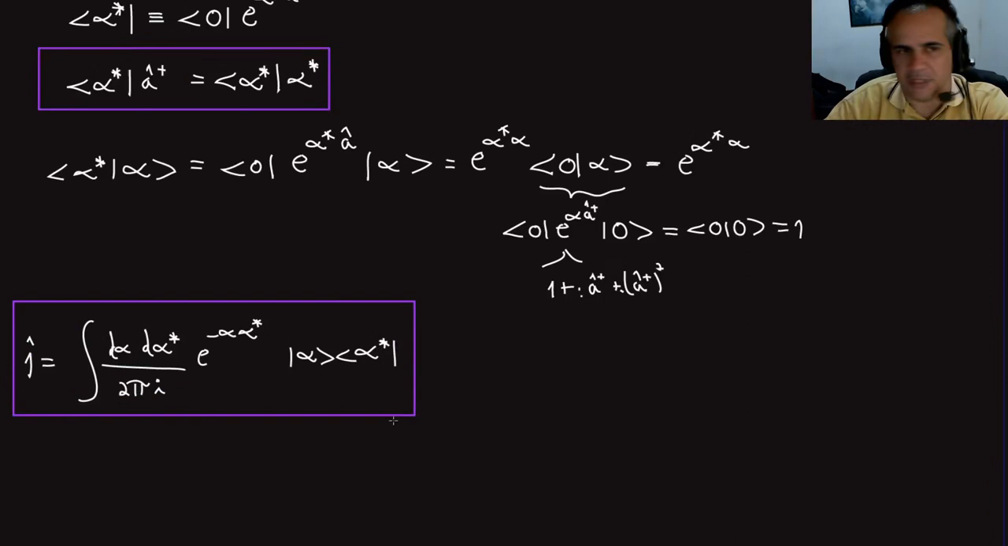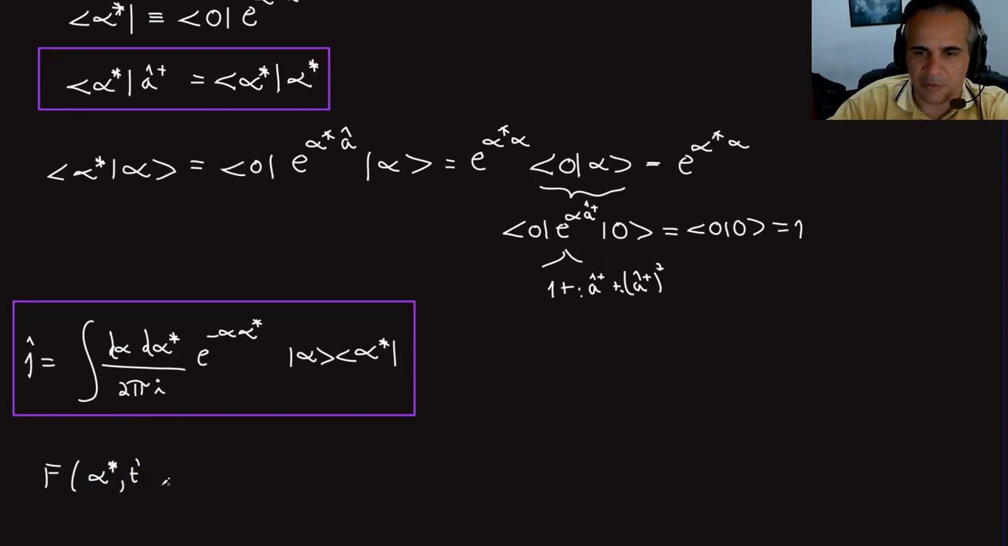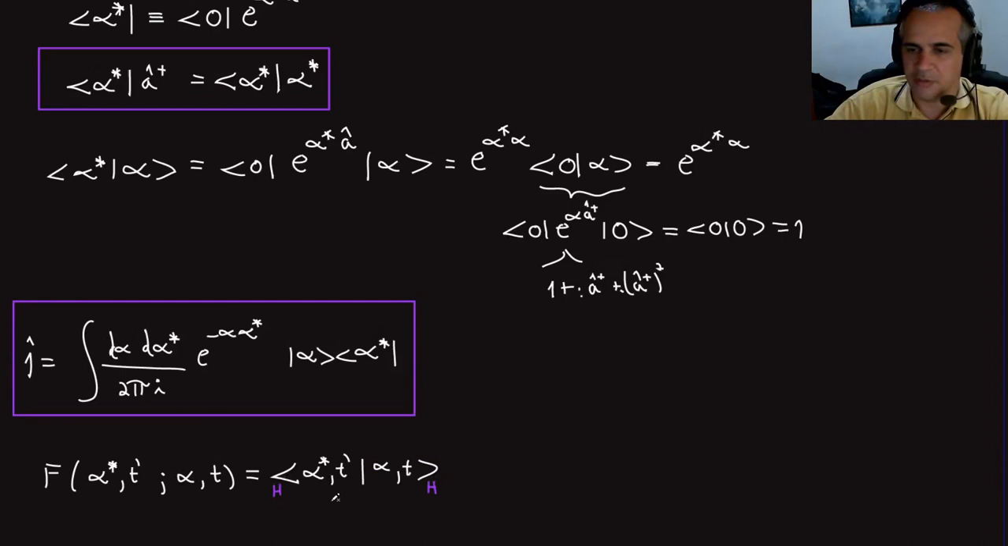Now I use these states to do my path integral. I'm interested in a transition between states which are these: I put alpha star at time t prime and start with alpha at time t. It will become more clear later why I want to do this. And this I will write as a path integral. So I start again with the moving frame. Remember, moving frame means these two states are states in the Heisenberg picture, so they are not evolving in time. This time is just a label that tells me when they were eigenvectors of the operators they are eigenvectors of. So this is for A.